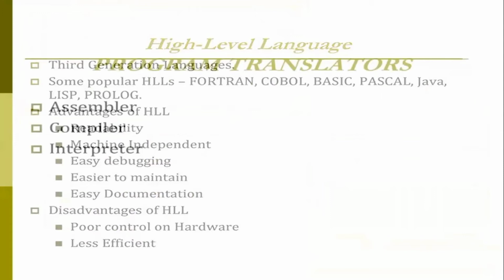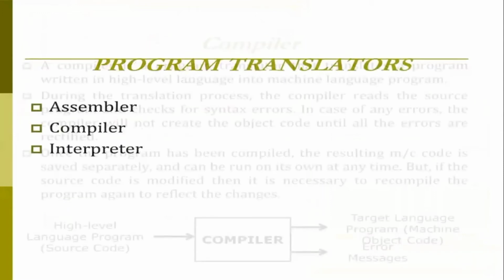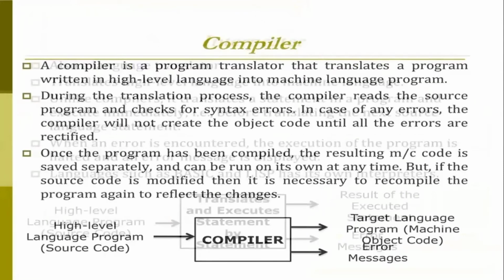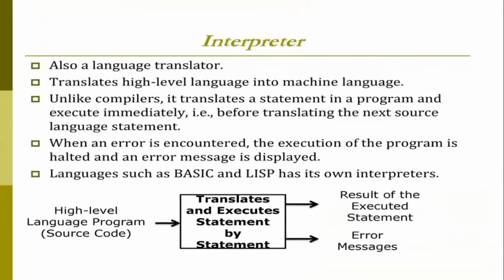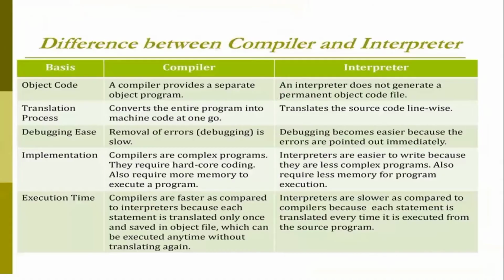A compiler comes with an object code at the end, but the interpreter doesn't. Good. Okay.